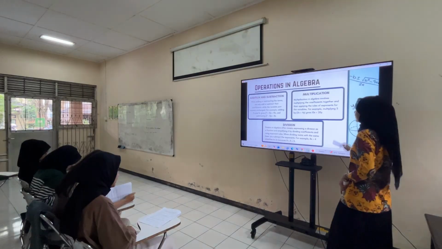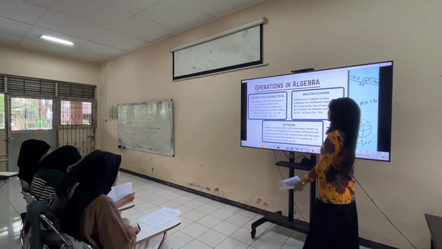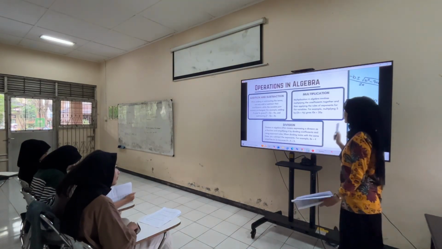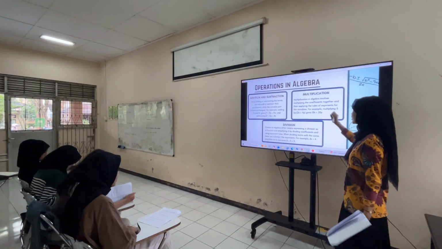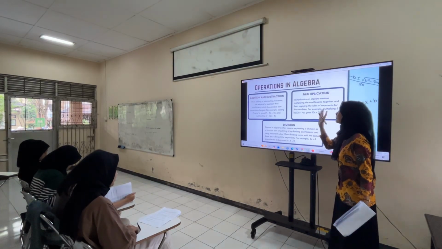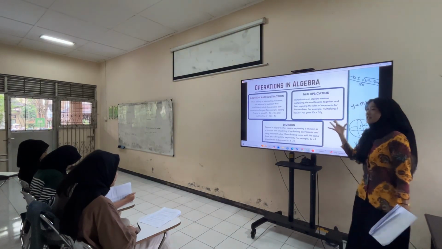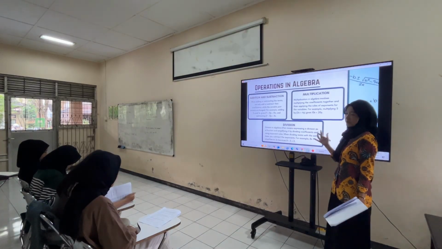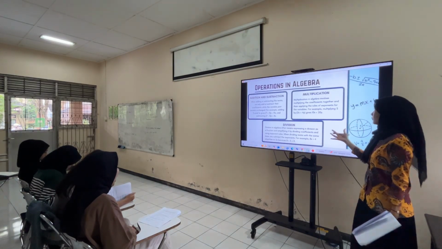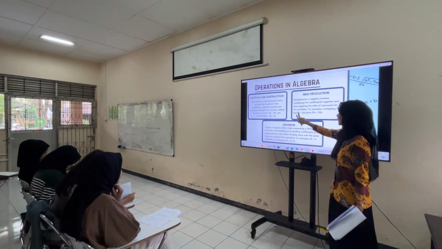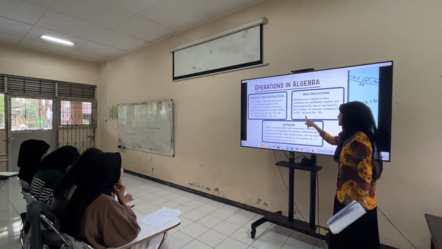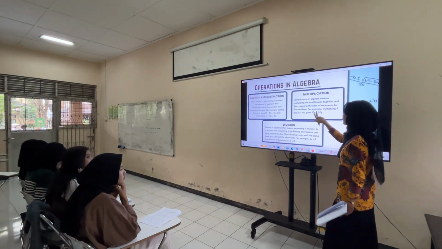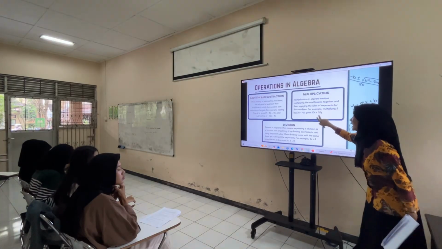And then it's about multiplication. Multiplication in algebra involves multiplying the coefficients together and then applying the rules of exponents for the variable. For example, multiplying 5 by 2x plus 4y gives 10x plus 20y.